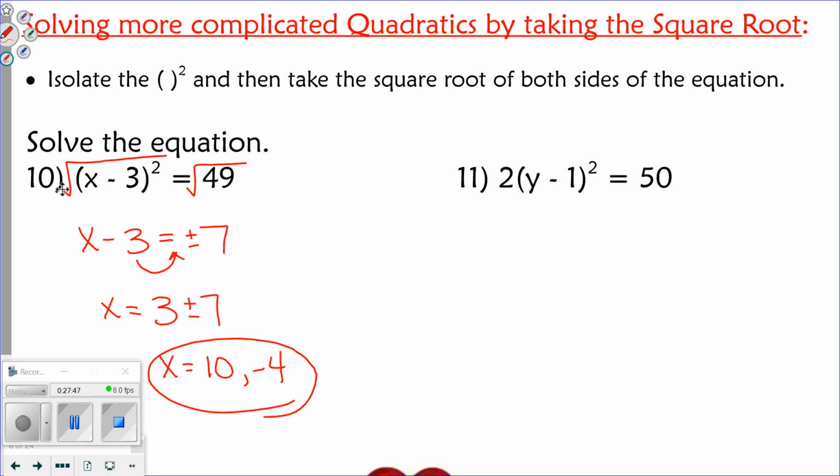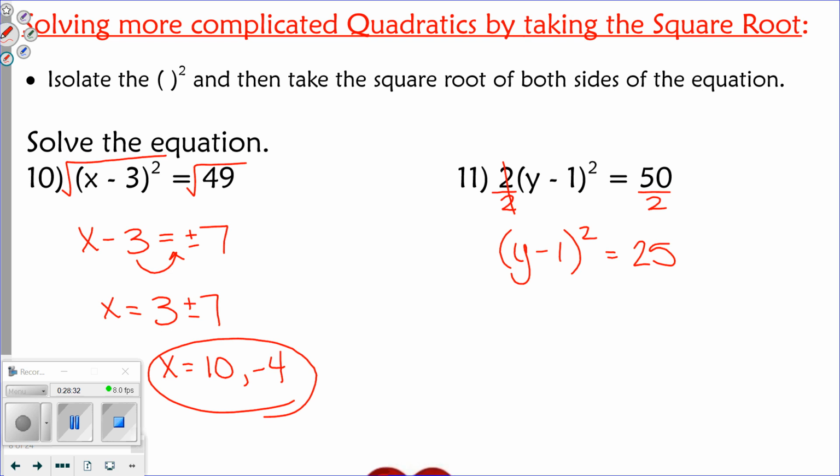All right, number 11. Is the parentheses squared by itself? Yes or no? Is the parentheses part by itself? There's a 2. Am I allowed to take this 2 and distribute into here? Yes or no? I'm not. Since it has that little squared on there, it's kind of like holding all that prisoner. It's not letting anybody else in. I cannot do that. But that's being multiplied, so I can divide it to undo that. I'm trying to get the squared part by itself. And now I have y minus 1 squared equals 25.